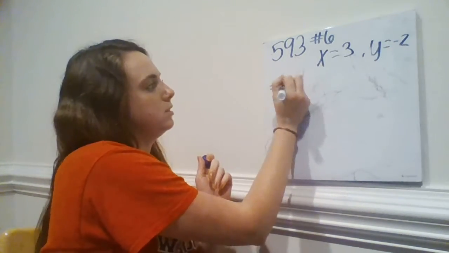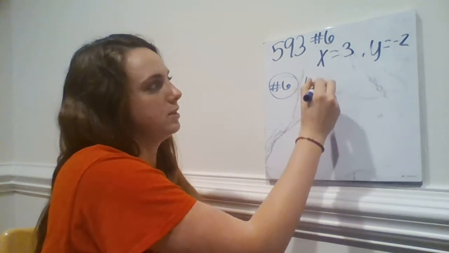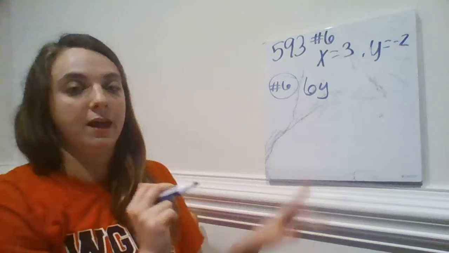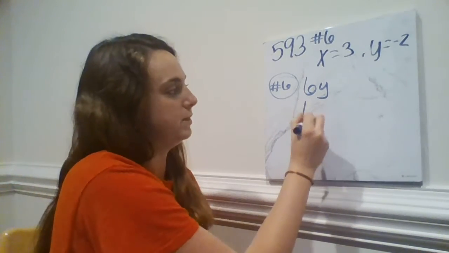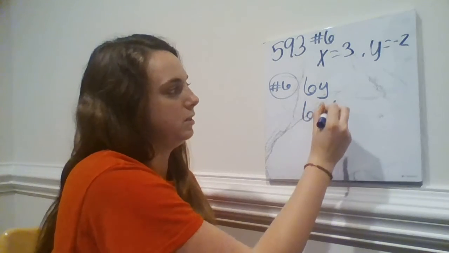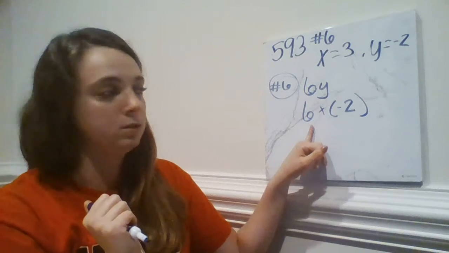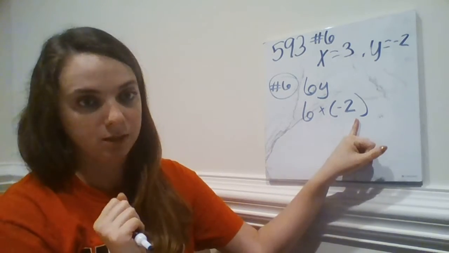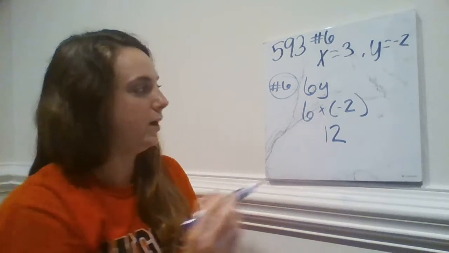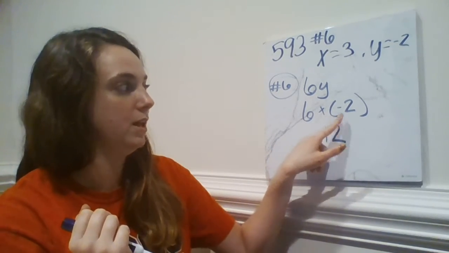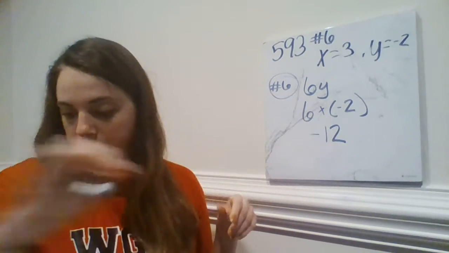So number 6 gives us 6 times y. Okay, so I'm going to replace my variable with what I know. So it's 6 times a negative 2. So I have a good person and I have a bad thing happening to it. So you multiply just like normal and you get 12. And because I have a good person and he's being quarantined, that's bad. So it's a negative.